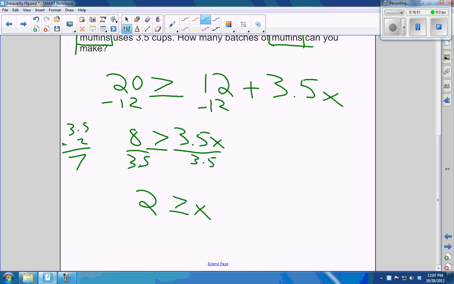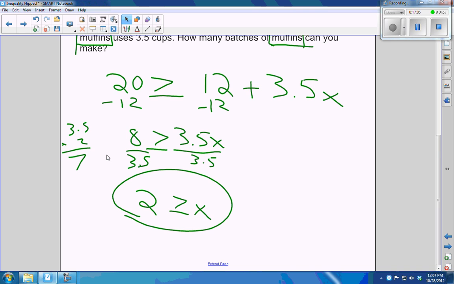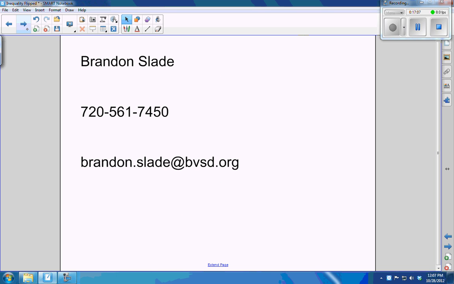So the question asks, you always have to put your word problems in context. How many batches of muffins? We do not have enough, since it's 1.5 cups, for a third batch of muffins. So you can make 2 batches of muffins. There you go. That is the inequality flipped.